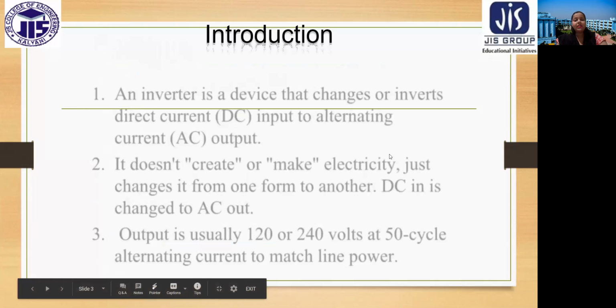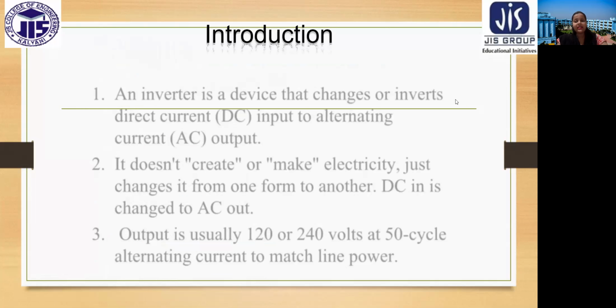An inverter is a device that changes or inverts direct current DC input into alternating current output. It doesn't create or make electricity, it just changes it from one form to another. DC in is changed to AC out. Output is usually 120 or 240 volts at 50 Hz alternating current to match line power.